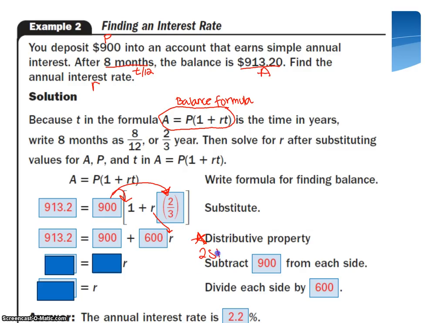Two-step problem. First step, subtract 900 from each side, because that's the constant. That clears the 900 on that side, and you're left with 13.20. Bring down the 600R. Second step in my two-step problem is to divide by 600. The interest rate is 0.022. Remember, this is a percent, so move it over 2 spaces. 2.2% is the annual interest rate.